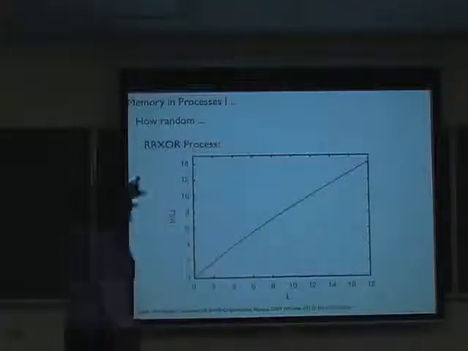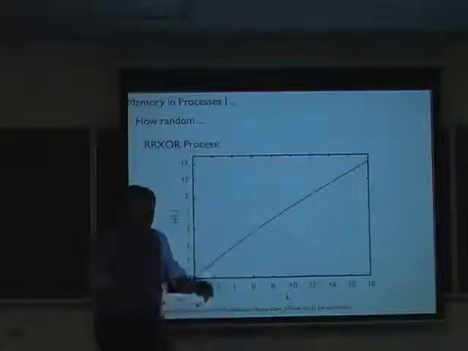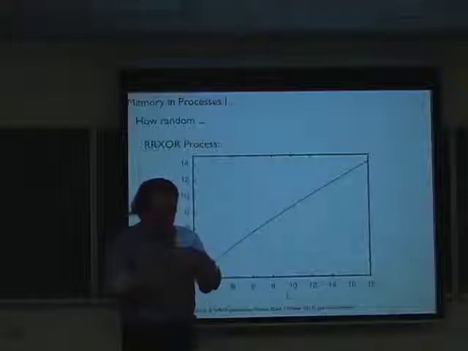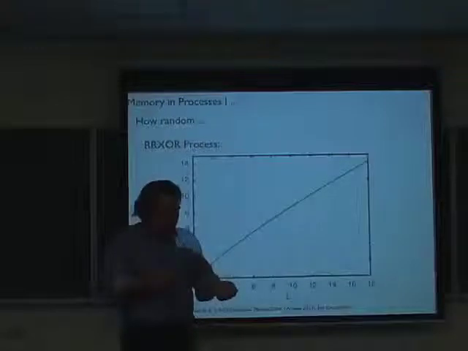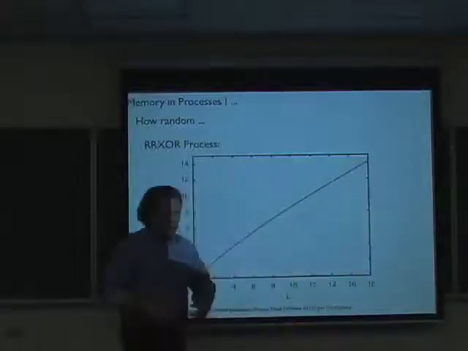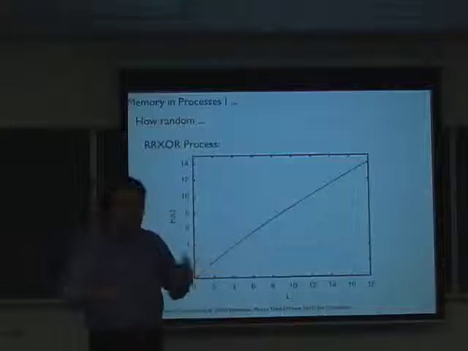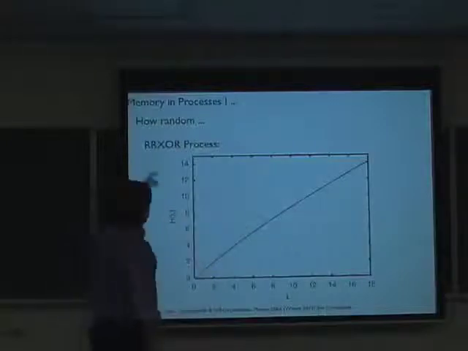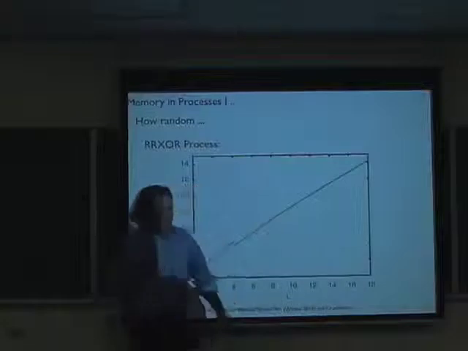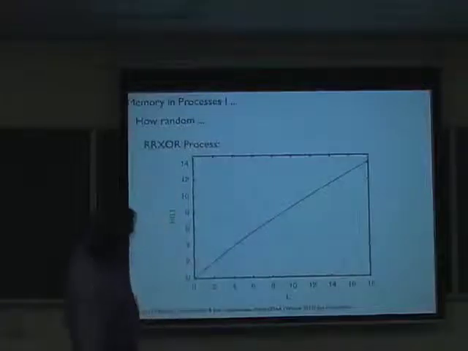So this is something called the random XOR process, and we'll come back to it later on. What that is: you flip one coin, you flip another coin, and then the third symbol you output is the exclusive OR of the previous two. Flip two coins, XOR, and so on. Okay, that's some binary process. Generate a long string and then calculate this h of L. Well, this thing just keeps going. Has it reached its asymptote?